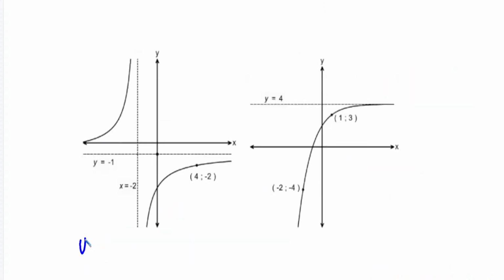There, hyperbola, standard form k over x. However, it's shifted. It's shifted to the left because the asymptote said x equals minus 2. I'm going to go plus 2 because that will shift k over x 2 to the left. It shifted down 1 because the horizontal asymptote said y equals minus 1. What do you think I do now?